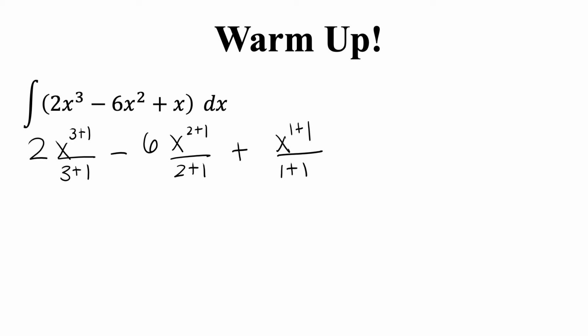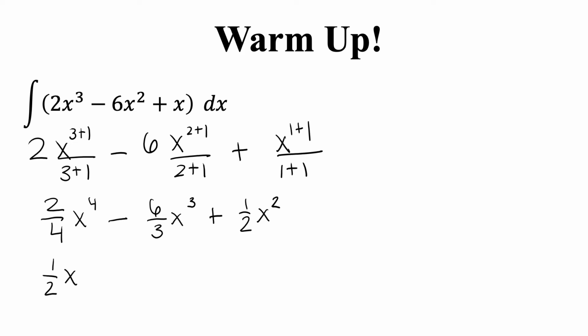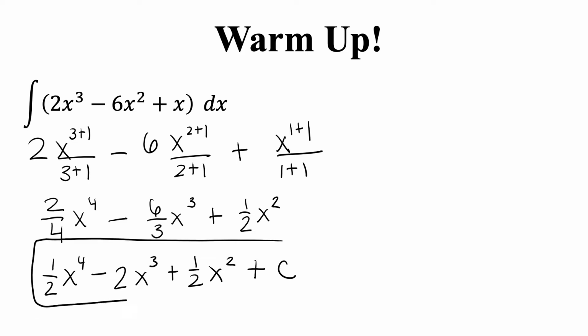As we simplify, this becomes 2 over 4 x to the 4th minus 6 over 3 x to the 3rd plus 1/2 x squared. And let's just go ahead and simplify those fractions. 2 over 4 is 1/2 x to the 4th minus 6 over 3 is 2x cubed plus 1/2 x squared. And because this is an indefinite integral, we need to add that plus c at the end there.